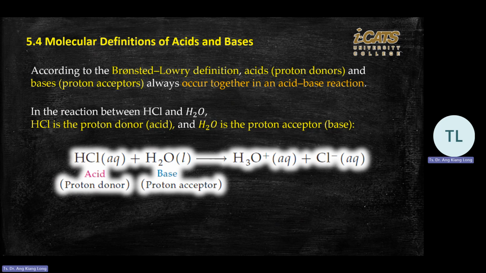But Brønsted-Lowry is focused on transfer of H plus ion. So HCl gives out H plus. The one who gives becomes the donor. The donor is acid. Water receives, it becomes alkali. So in your answer, you need to tell me which one is the proton donor, which one is the proton acceptor, if the question asks you for the Brønsted-Lowry definition.